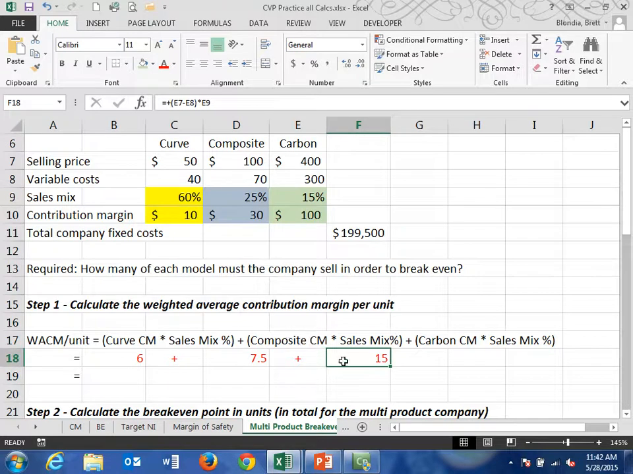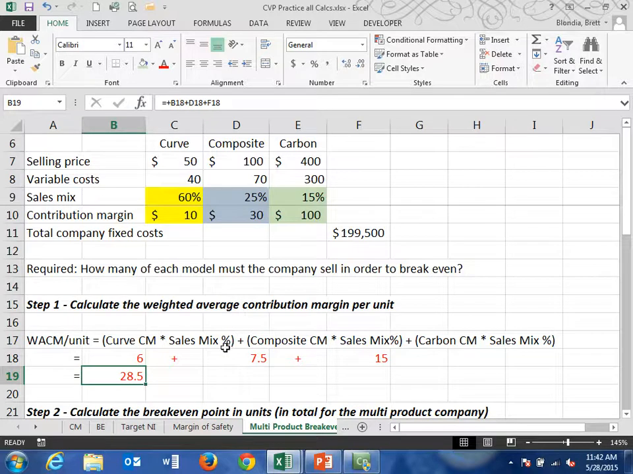Now to get the weighted average contribution margin per unit, you simply add up all three of those together. So 6 plus 7.5 plus 15 is $28.50. That's the weighted average contribution margin. We now have step one done.